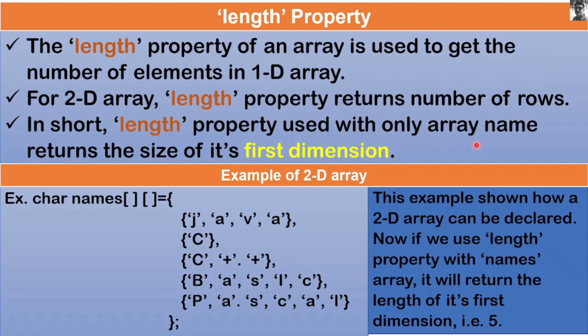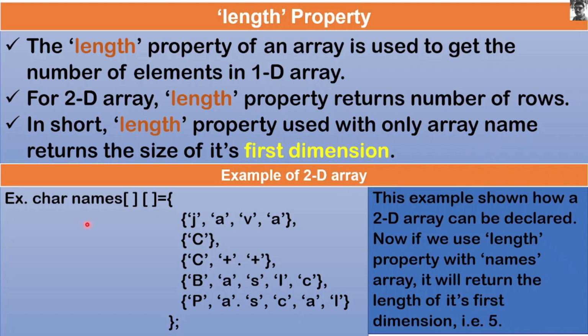Length property. The length property of an array is used to get the number of elements in a 1D array. For a 2D array, the length property returns only the number of rows. So length doesn't return the full size, the total number of values we can store in that array. This is very important to remember: length returns only the size of the first dimension. You might have a 1-dimensional array, 2-dimensional array, 3-dimensional array, or any number of dimensions. When the length property is used with any such array, it will always return the size of the first dimension.